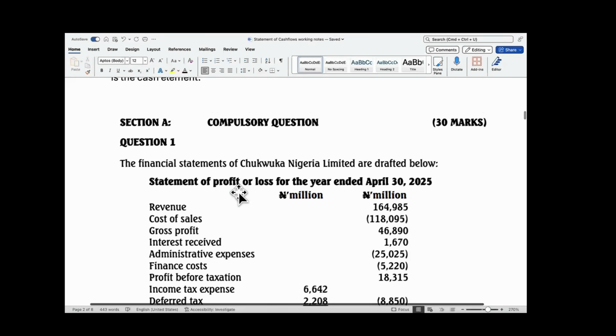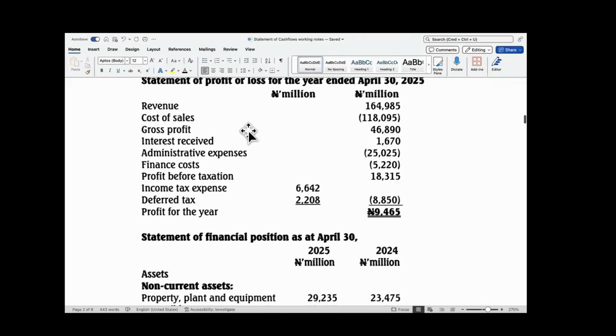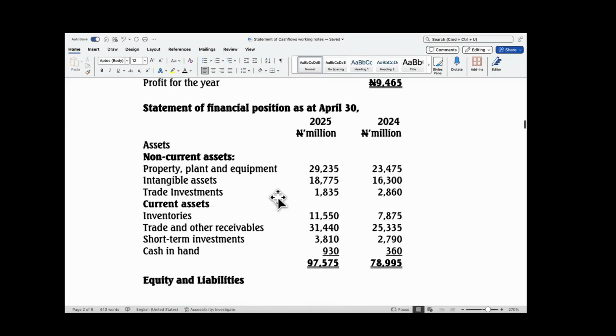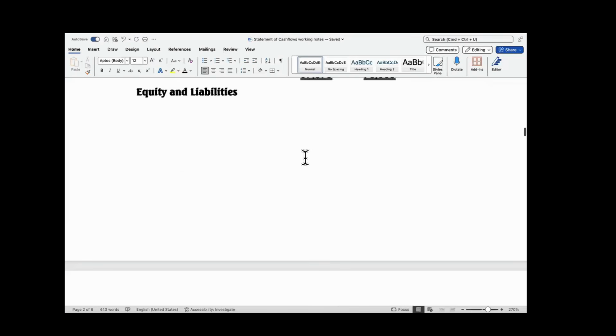This question says the financial statements of Shukuka Nigeria Limited are below. They gave us the P&L. They gave us a 2-year statement of financial position. They have to always give you 2 years. Otherwise, maybe they don't want you to.